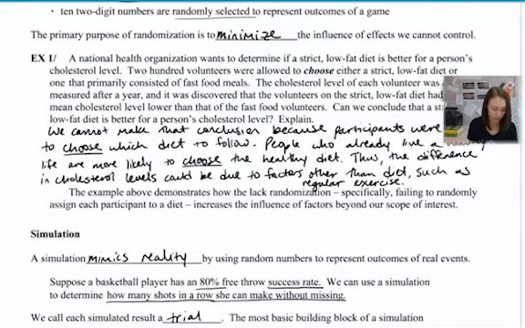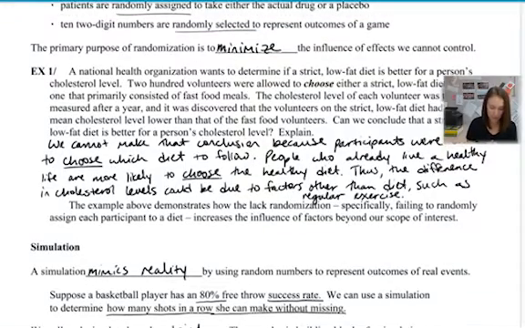For example, a National Health Organization wants to determine if a strict low-fat diet is better for a person's cholesterol level. 200 volunteers were allowed to choose either a strict low-fat diet or one that primarily consisted of fast food meals. The cholesterol level of each volunteer was then measured after a year, and it was discovered that the volunteers on the strict low-fat diet had a mean cholesterol level lower than that of the fast food volunteers. Can we conclude that a strict low-fat diet is better for a person's cholesterol level?